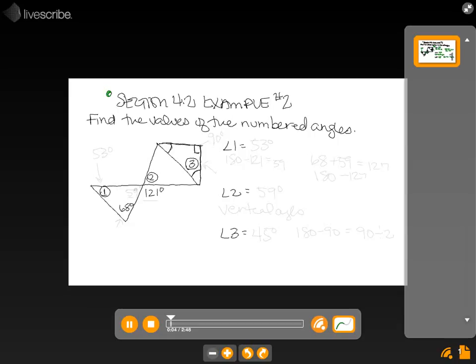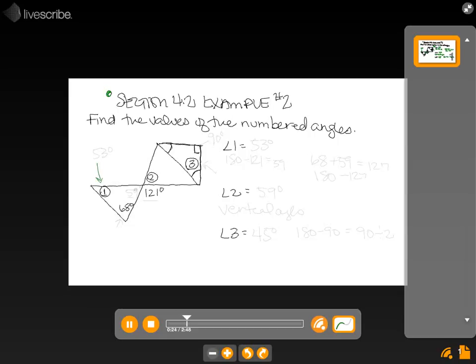Alright, this is an example for section 4.2, and it says find the values of the numbered angles. There are three triangles in this picture, and we've got to find the measures of angles 1, 2, and 3. Again, when I told you in the video that you should always start with angle 1, that's where we're going to start here. We're going to start with angle 1.